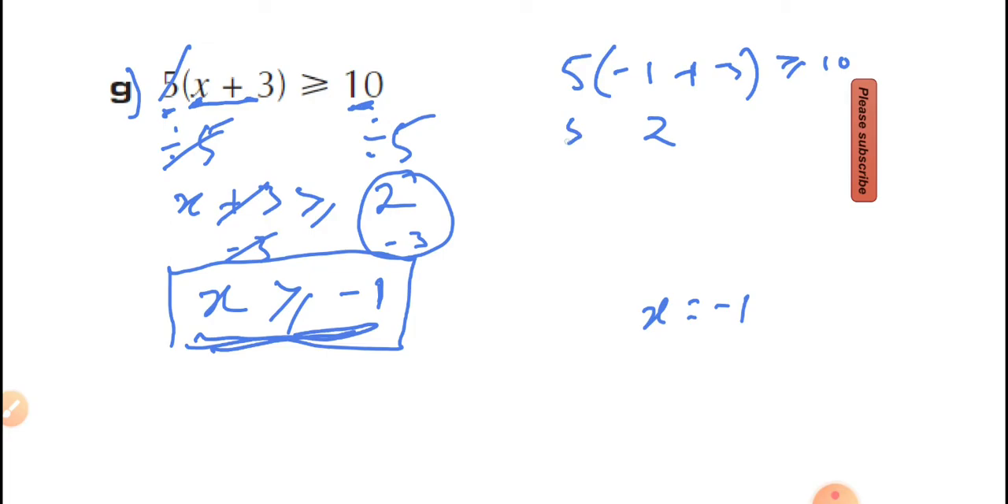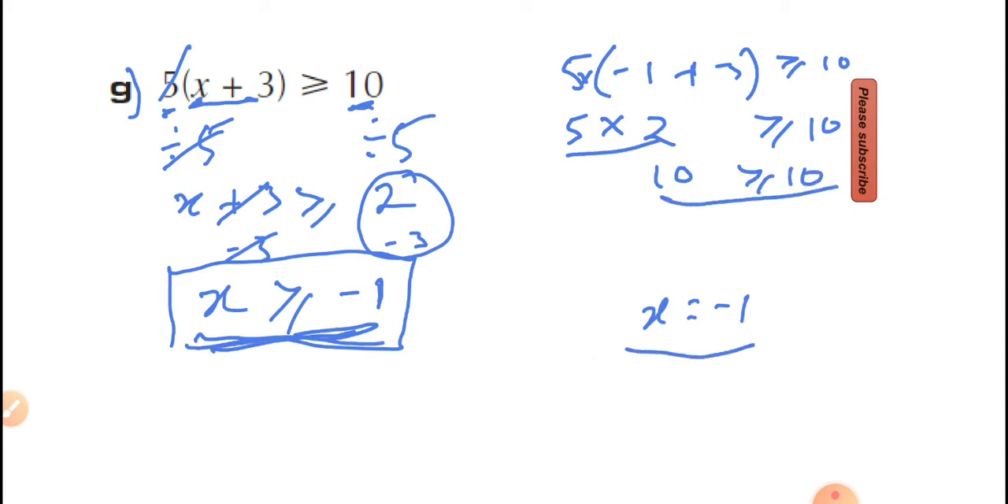We don't need the bracket anymore, so 5 times 2, remember this means there's a secret times sign there. So 5 times 2 has to be equal to or greater than 10. Well, 5 times 2 is 10, so therefore we were correct. So you can always substitute your answer from here to check if you get the right answer. There's a more detailed explanation of this in the solving equations playlist.